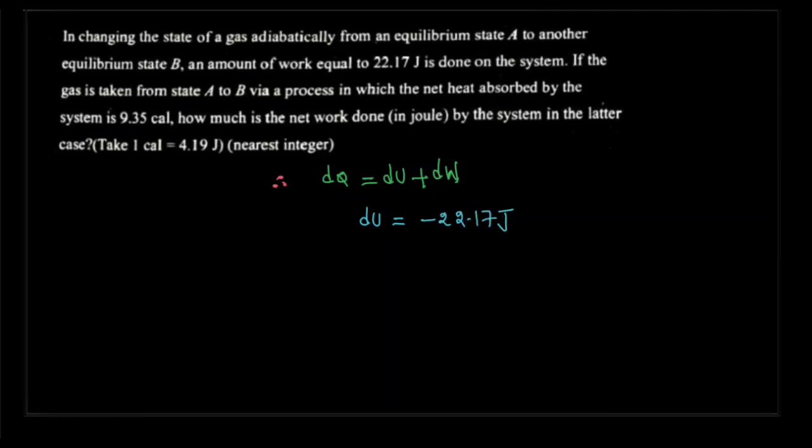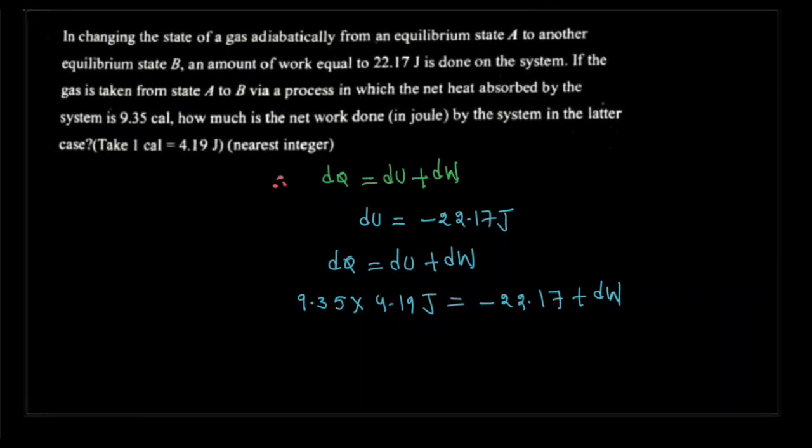22.17 joules. Next, we take it through another process. So if I change to that other process, then again dQ is equal to dU plus dW. Now the net heat absorbed by the system, we provide heat to the system, that will be positive. That positive value is 9.35 into calorie, which is 4.19 joules, will be equal to dU, which is minus 22.17, plus dW, right? Now what you have to calculate is that work done, right? So please do this calculation.